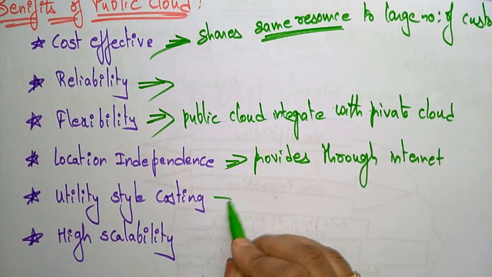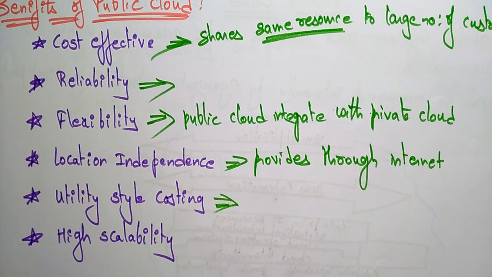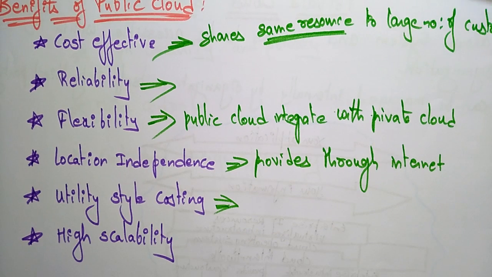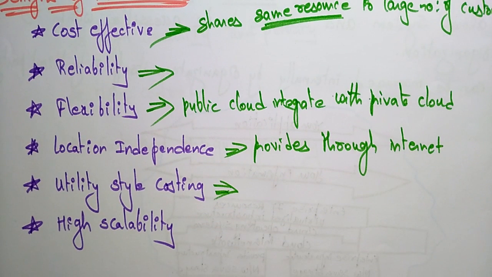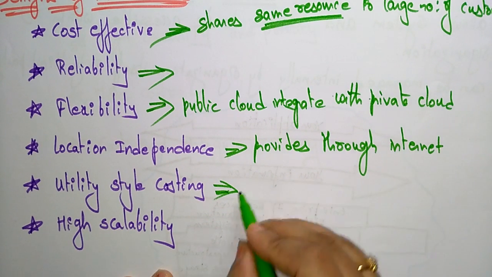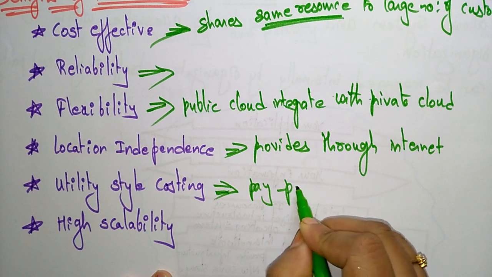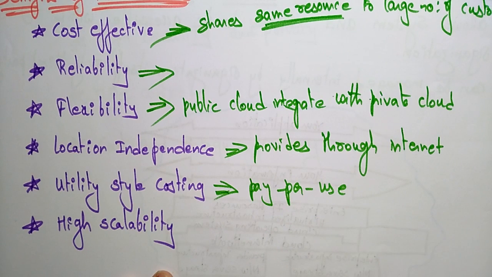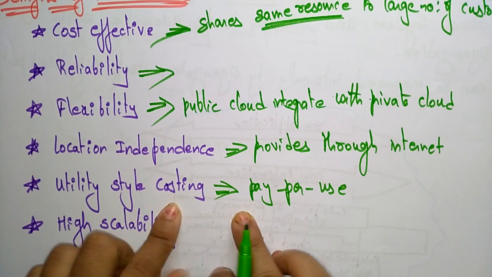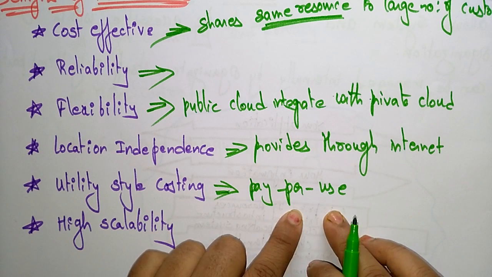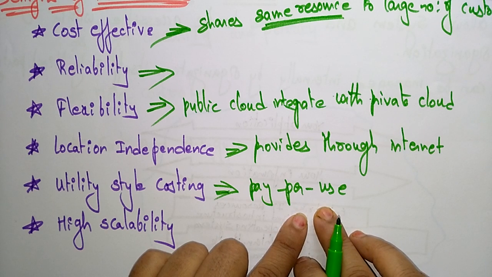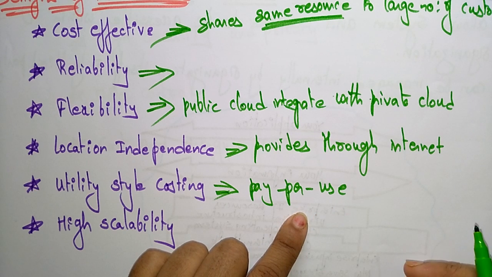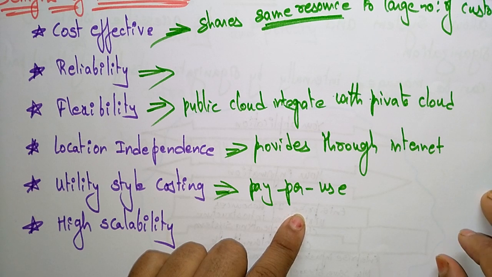And coming to utility style costing. What do you mean by this utility style costing? Actually, the public cloud is also based on pay-per-use. If you have a feature like free download, you can download freely. Otherwise, you can pay and use. Anyone can pay and use. So utility style costing means pay-per-use. It is based on the pay-per-use model and resources are accessible whenever the customer needs them.